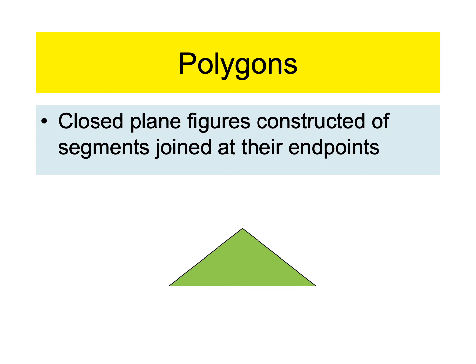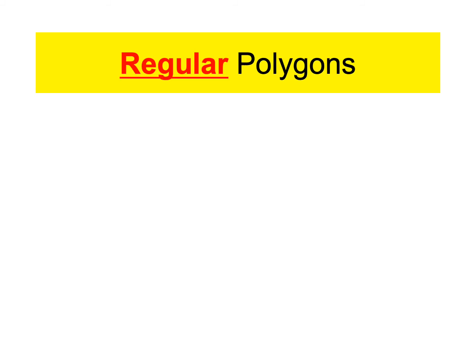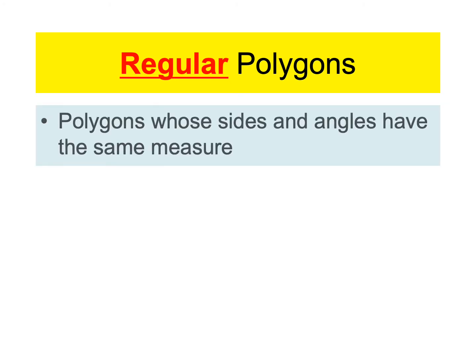Today we're going to be talking about a special type of polygon, and that's not about how many sides, but a special type. And we've talked about this before. You've written this definition down before. We're going to be talking about regular polygons. If you recall, regular polygons are polygons whose sides are all the same measurement and whose angles are all the same measurement. This is the definition that's written in the book.